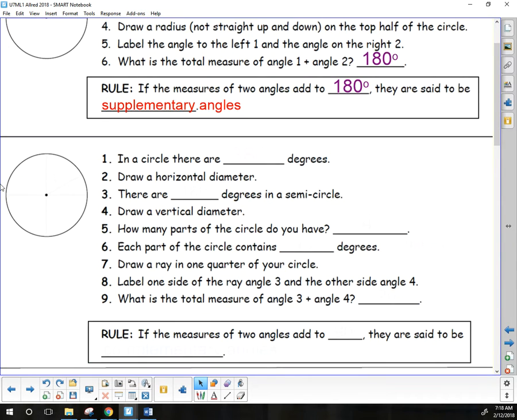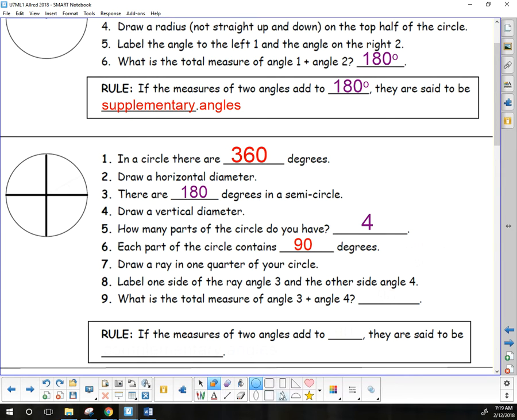So now we're going to talk about a different word. We're going to talk about this circle, 360 degrees, cut it down the middle, horizontal diameter. Now there's 180 degrees in a semicircle. What we're going to do now is draw another diameter perpendicular to that one. We have 4 equal parts of the circle. Each part of that circle now contains 90 degrees. So now these are all right angles.